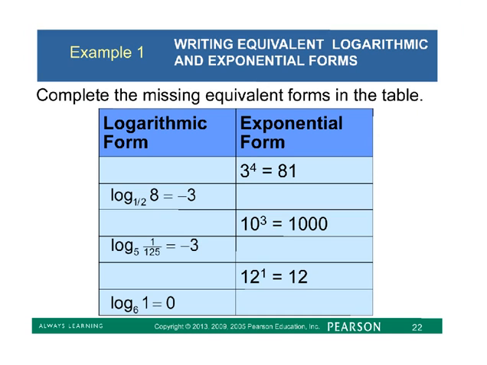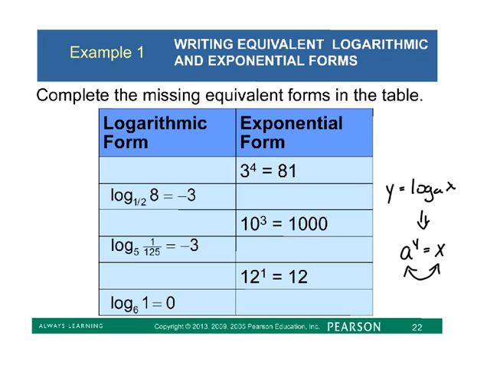It says complete the missing equivalent forms in this table. So what this is asking us to do is use that definition of our logarithm. So y equals log base a of x, and that means a to the y is equal to x, or the other way around, we can rearrange that too.